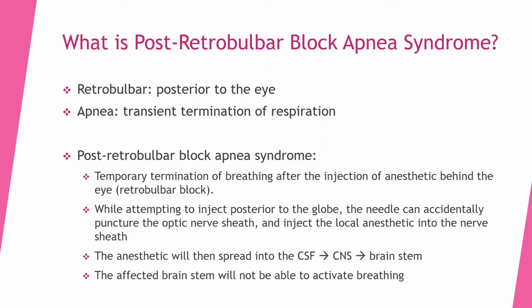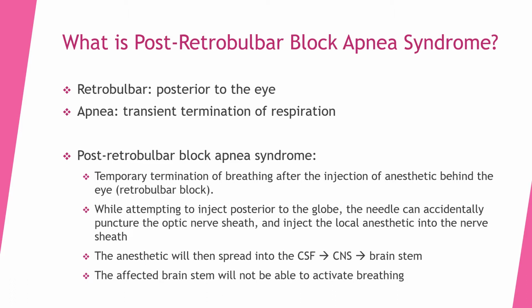Post-retrobulbar block apnea syndrome is the temporary termination of breathing, or apnea, after the injection of anesthetics behind the eye. This is called a retrobulbar block, and this can induce this apnea. While attempting to inject behind the globe, the needle can accidentally puncture the optic nerve sheath, and when that happens, you'll actually be injecting the local anesthetic into the nerve sheath. This will escape the meaning of local entirely, because the anesthetic that has been injected into the nerve sheath is then connected throughout the central nervous system via CSF, or cerebrospinal fluid.